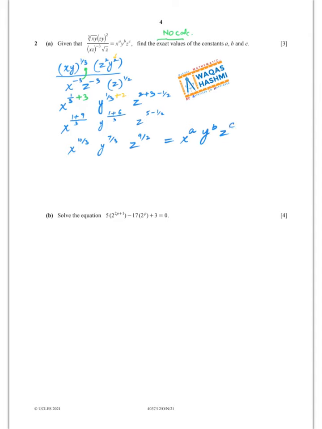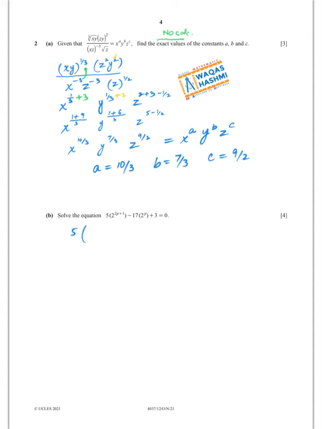So after comparison, you will get the value of a, that is equal to 10/3, the value of b, that is equal to 7 over 3, and the value of c, that is equal to 9 over 2.